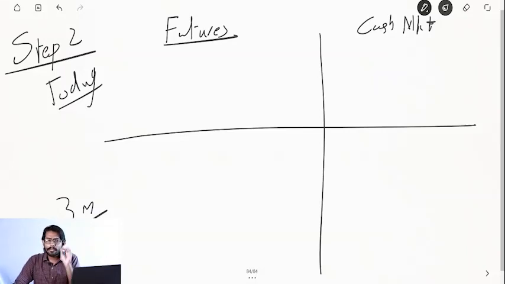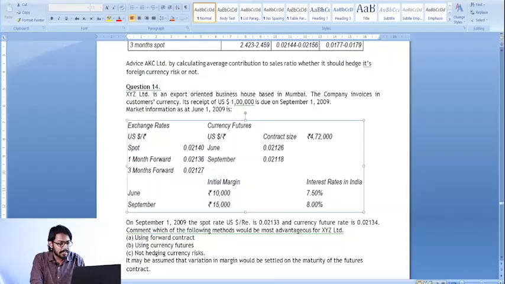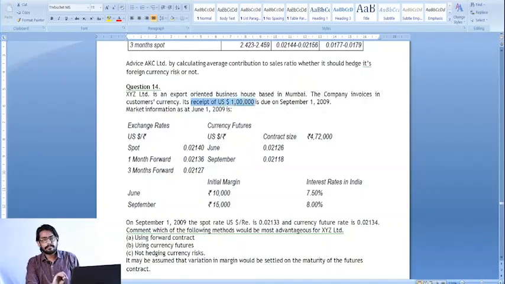Can you tell me what is the first question? See, it's hedging, so you have to start with the cash market. Your position will be in the cash market. Today, do you have any position in the cash market? Today, no position in the cash market. After 3 months, you are receiving dollars. You are an export-oriented business house, and after 3 months you have a receipt of $1 lakh.